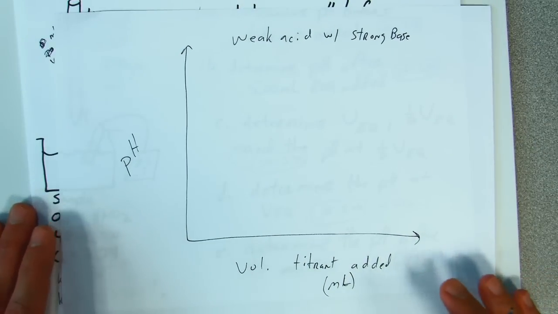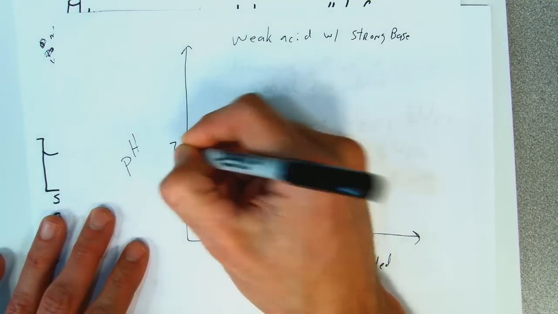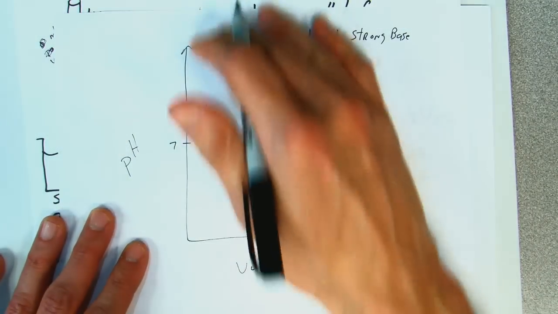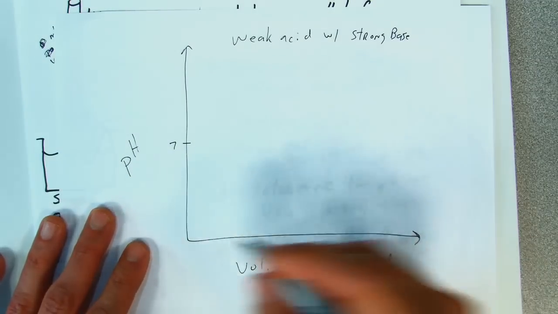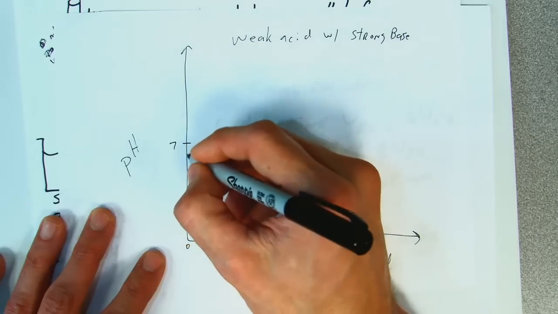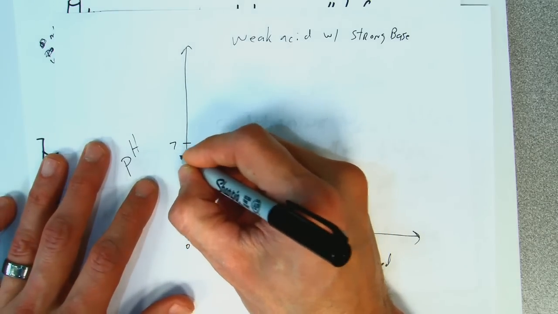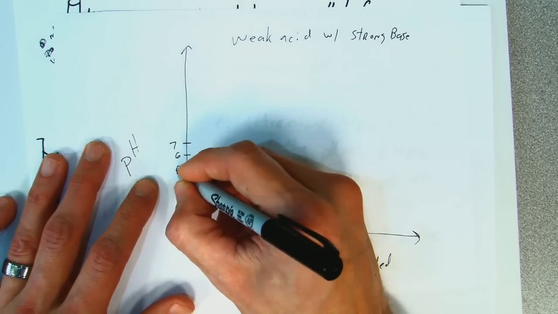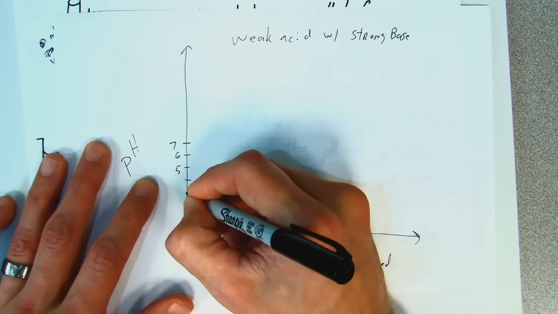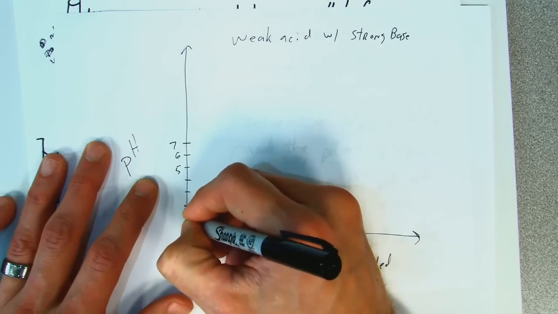Let's see if we can make sense of all this, okay? Here's pH 7, so that's neutral. Higher pHs, lower pHs, and I'm going to try my best here to be as quantitative as possible. So we'll make this 6 and 5, 4, 3, 2, 1.